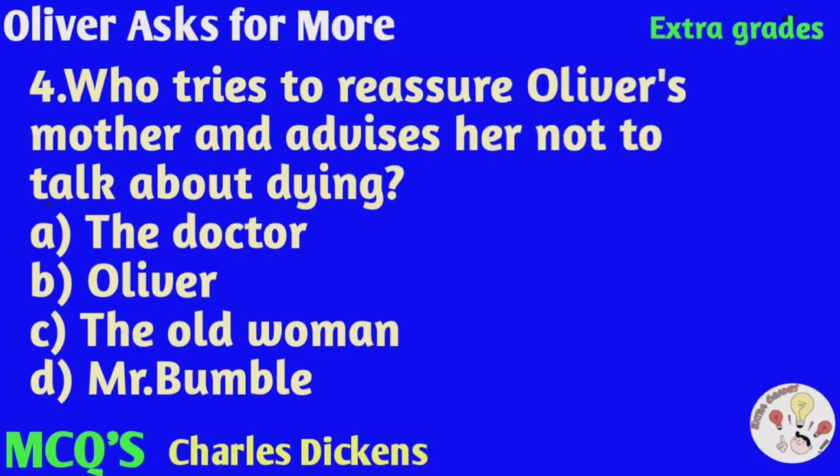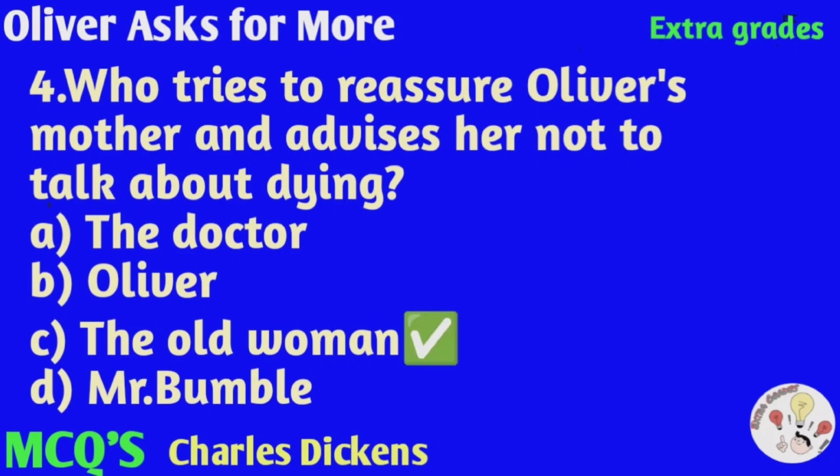Question number 4. Who tries to reassure Oliver's mother and advises her not to talk about dying? The options are A, the doctor, B, Oliver, C, the old woman, D, Mr. Bumble. And the correct option is C, the old woman.